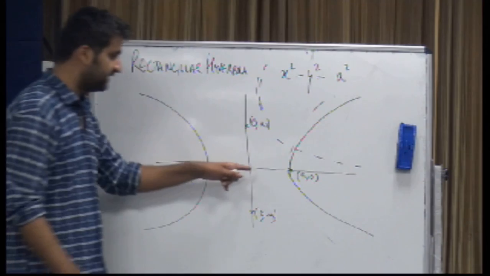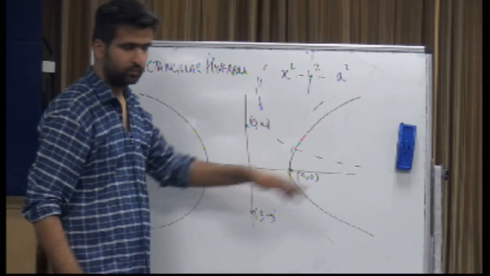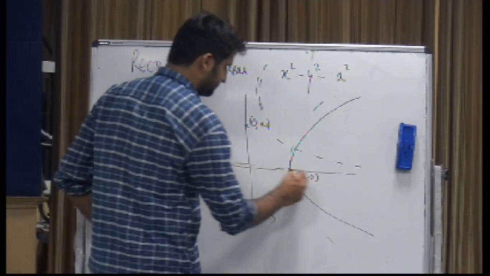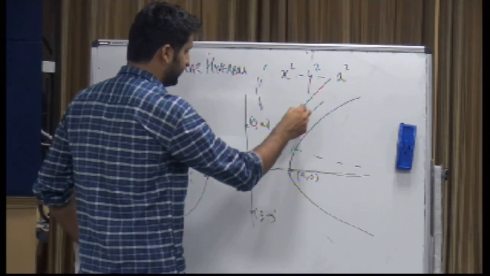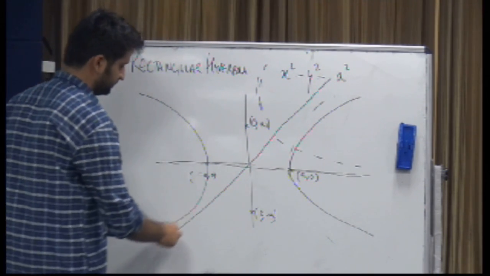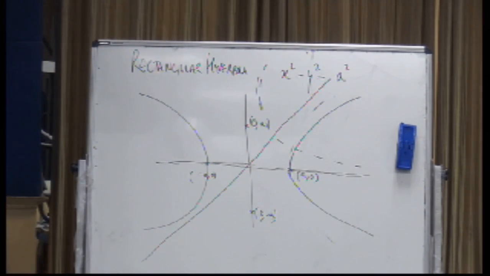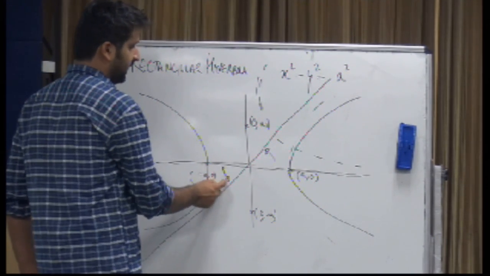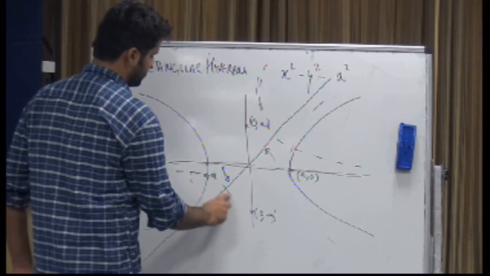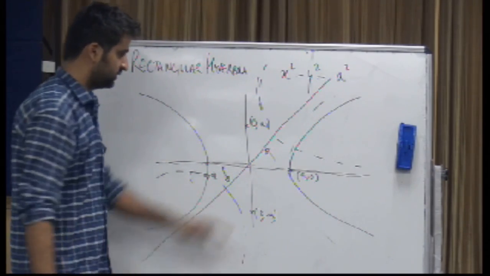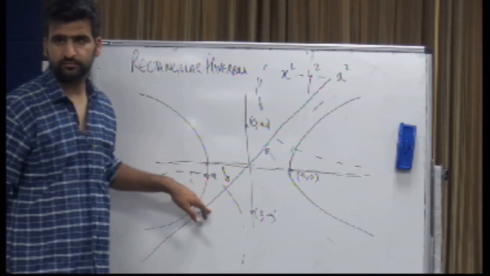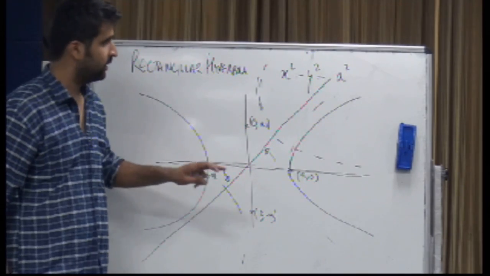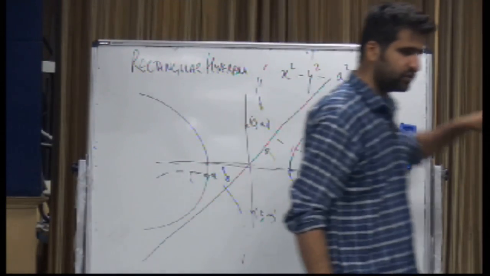If I rotate this thing by 45 degrees, now this is an axis right now. If I rotate this axis like this, by 45 degrees anti-clockwise, I will get two branches like this. So this is the first branch, this will be the second branch. And we'll have to apply the rotation of axis here.